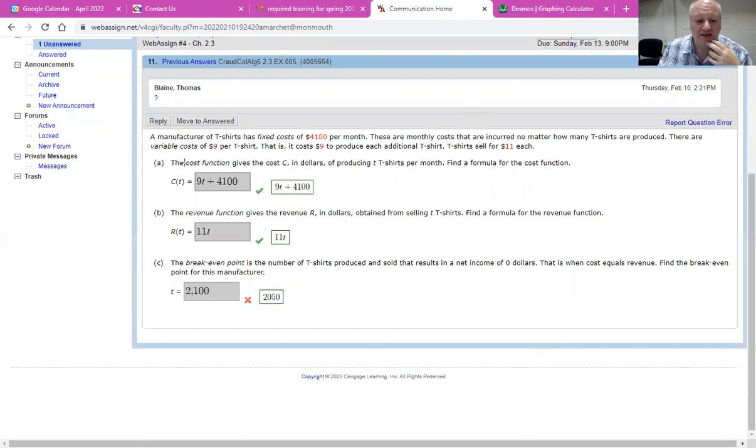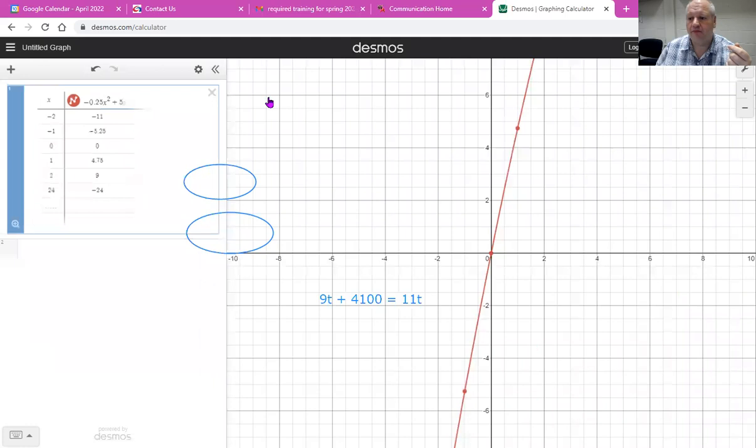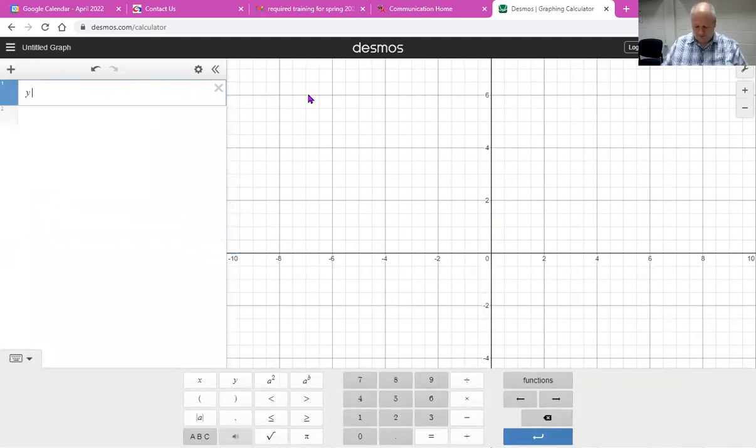Now, look, you do have a cost and you do have a revenue. So what you're asked to do really is to solve this equation here. 9t plus 4100 equals 11t. Okay, just for a good exercise, let's do it with Desmos. I'll make it y equals the left side and y equals right side. So it'll be y equals 9x plus 4100. And then the other one will be y equals 11x.